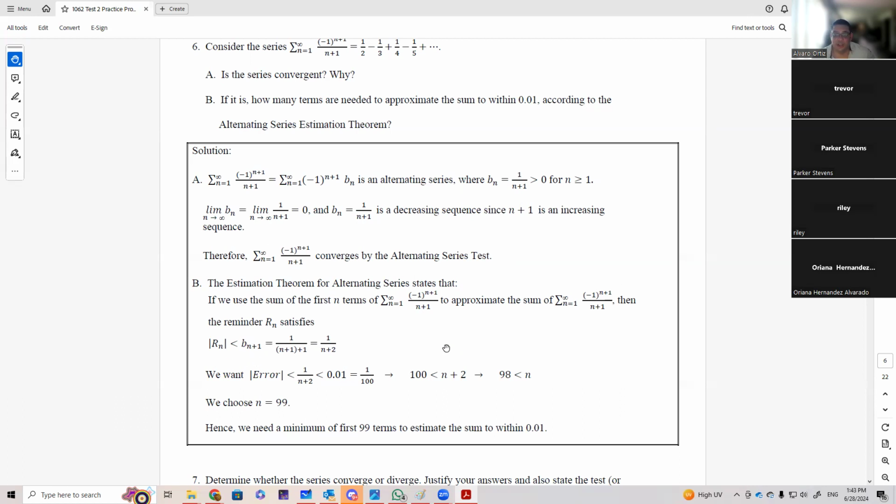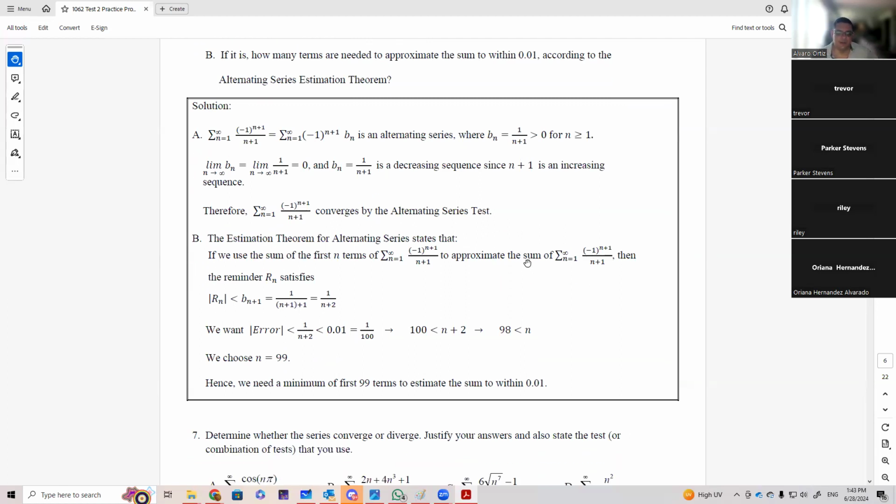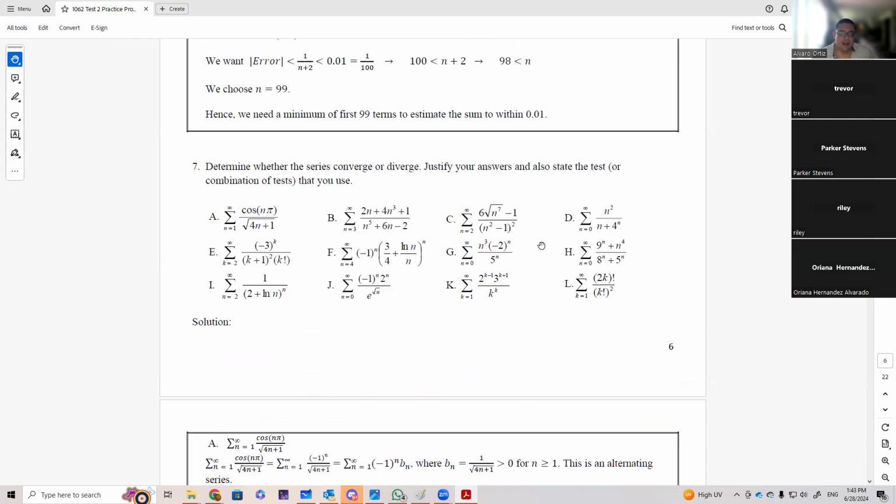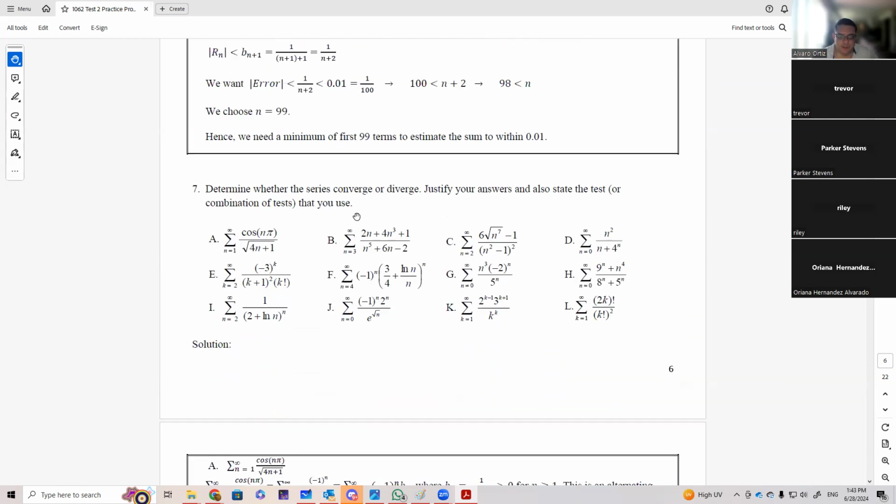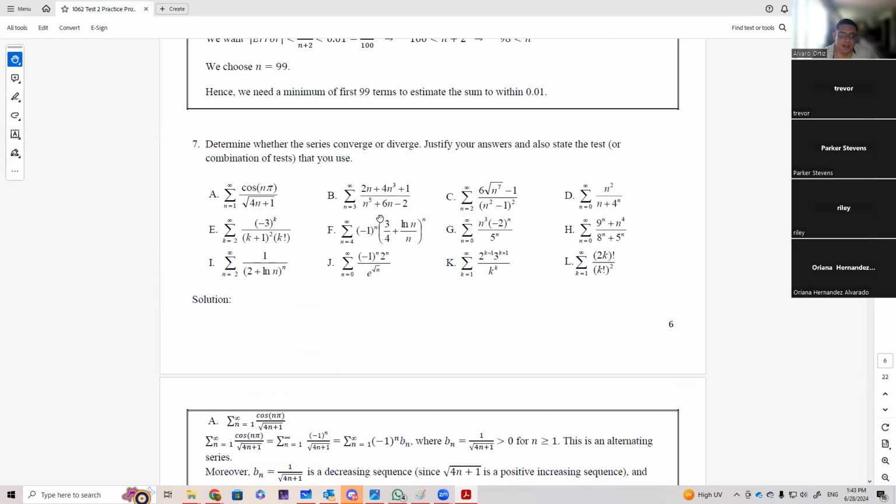So it's very simple. It's not even like the integral test, where you have to do the integral from n plus 1 to infinity and n to infinity, and you have to remember which one is which, the top or bottom of the bound. This one is very straightforward. Now, over here, we have a bunch of series in number 7. Some of them are going to be alternating and some not.